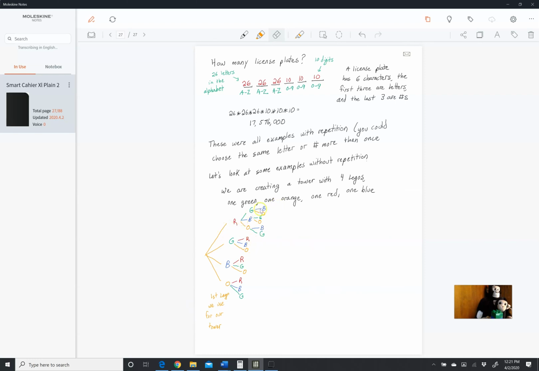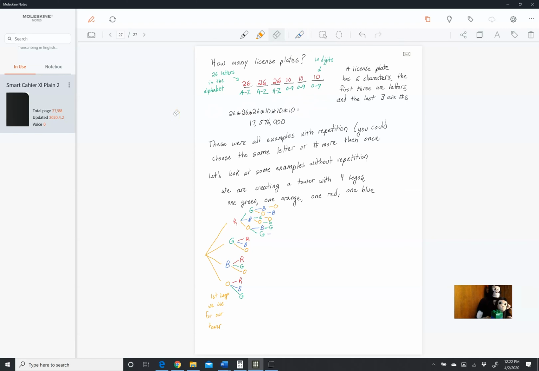Over here, we used a red, a green, and a blue. So for the fourth Lego, it would have to be the orange. Here we used a red, a green, and an orange. So the next one would have to be a blue. Here we used a red, a blue, and a green. So again, the next one would have to be an orange. Here we used a red, a blue, and an orange. So the last one would have to be green. Here, same thing, we have a red, an orange, and a blue, so the last one would have to be a green. And then finally, for this last one, we used a red, an orange, and a green, so the last one would have to be a blue.